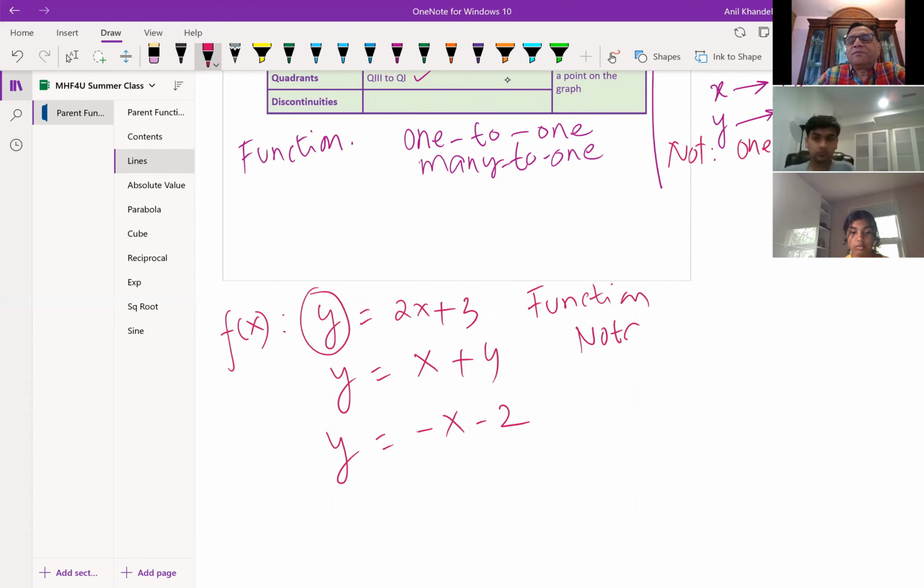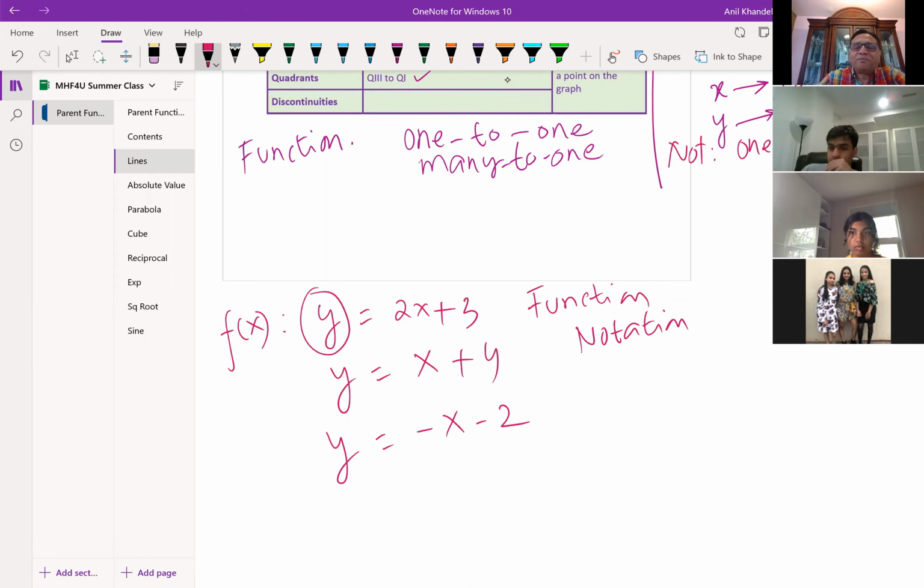Clear? Giving a name to the function is function notation in a way, right? Similarly, we could give this name as g of x. We could call this h of x. That becomes a function notation. So I think this is important for you to understand since you have not done functions earlier, correct?